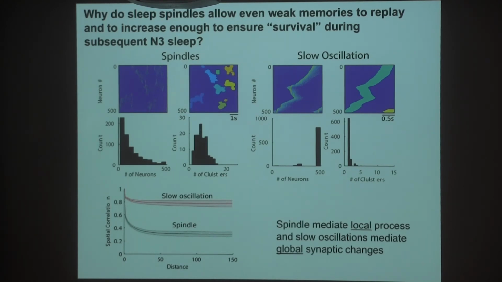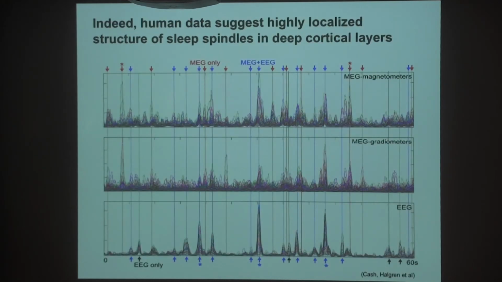So what it suggests is that this local nature of spindles potentially allows replaying multiple memories independently without interference. And once they replay enough to become strong enough, they can survive slow oscillations, which is a more efficient way to improve memory because it leads to much faster improvement in replay. But it's also dangerous for weaker memories.